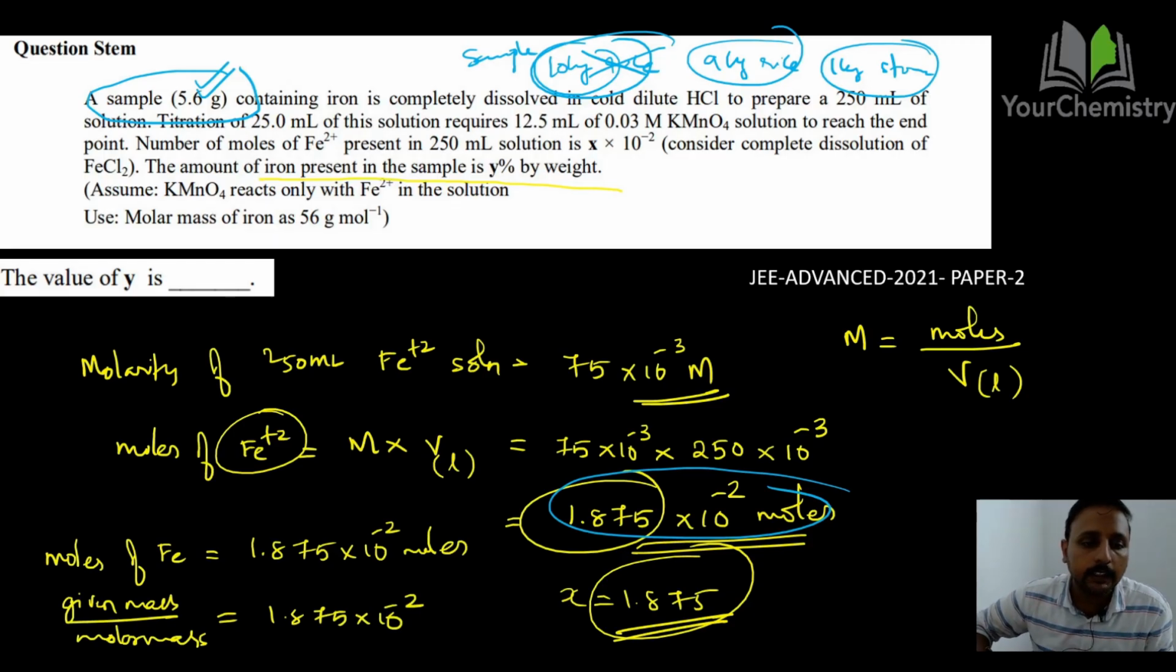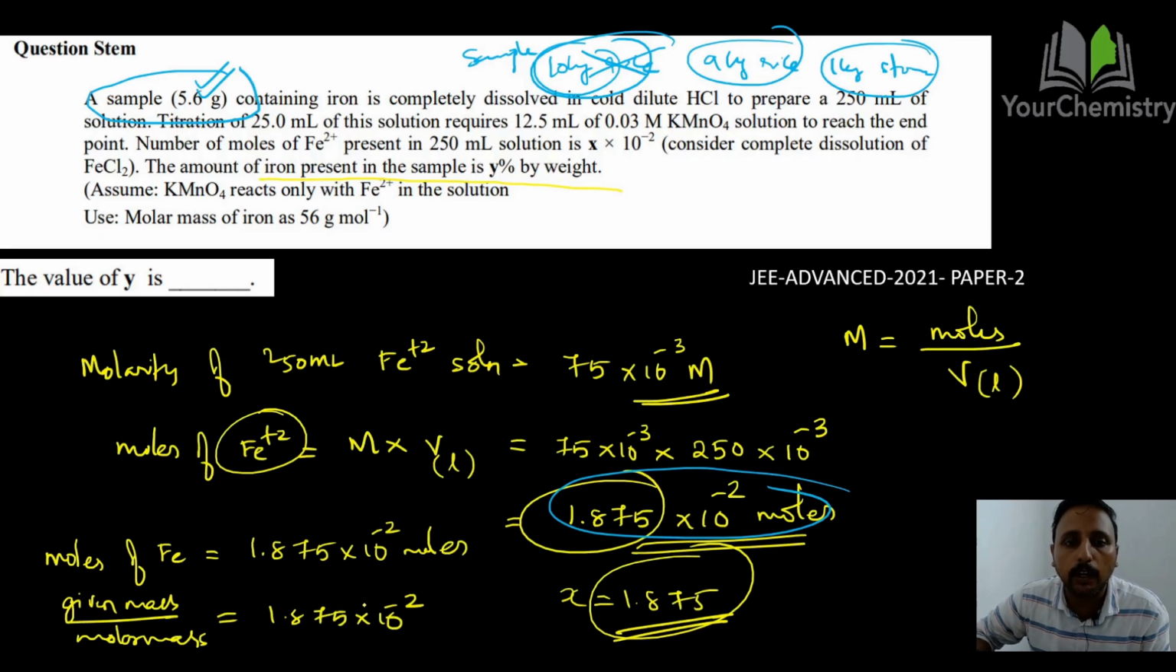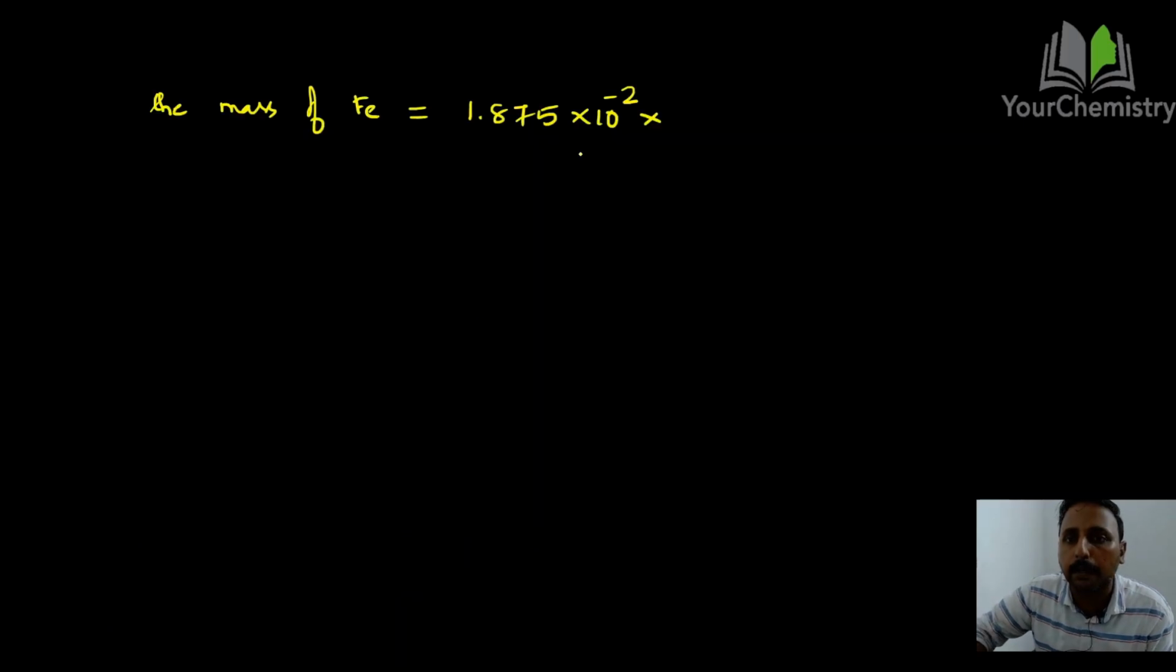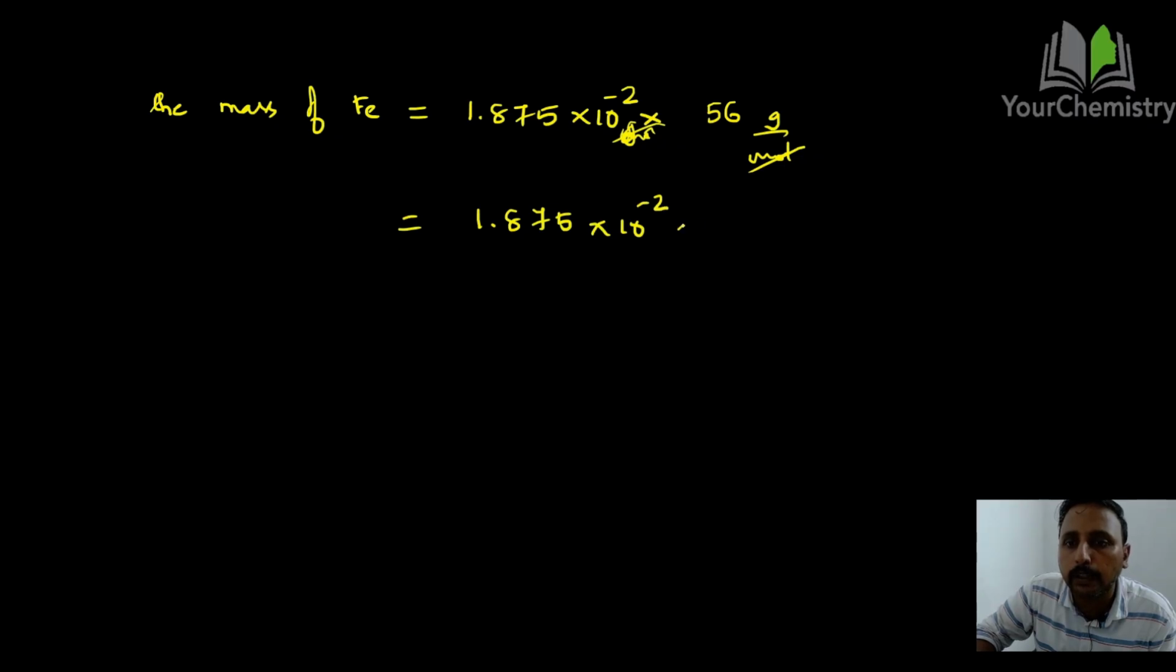Or I can write the mass of Fe will be equal to moles, 1.875 into 10 raised to minus 2, into molar mass. What is the molar mass of iron given? 56 gram per mole. Here this is mole, and this is gram per mole, so I can cancel mole and mole. So what is the mass of iron present? 1.875 into 10 raised to minus 2 into 56 grams of iron is there.